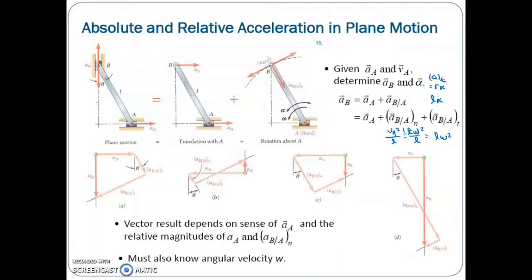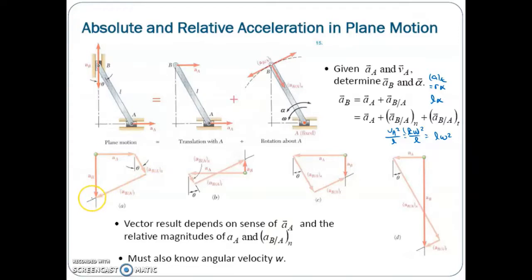If we want to express the equation A_B equals A_A plus A_B/A in diagram form, it will lead to four different vector polygons, as shown here. We only know that if A is moving to the right, the normal relative acceleration always moves towards the center, in this direction. So here we have A_A and A_B/A normal. To have a closed vector polygon, the tangential component has to go here, and your tangential relative acceleration has to go here.